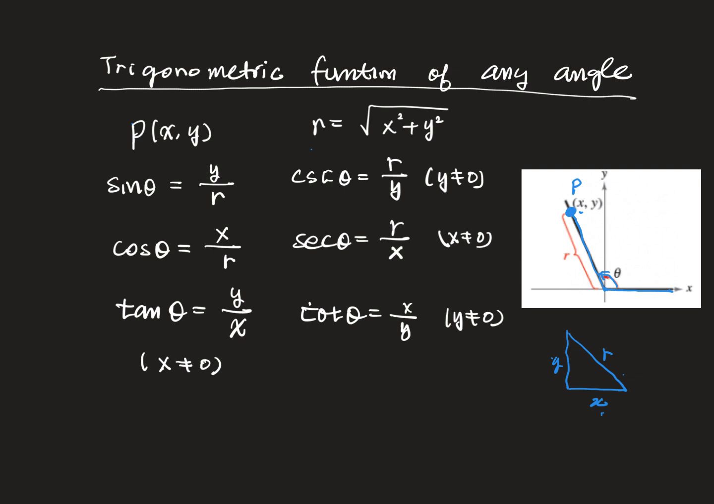Cosecant is the reciprocal of sine, r over y. Secant is the reciprocal of cosine, r over x. Cotangent is the reciprocal of tangent, x over y. But we really focus on sine, cosine, and tangent. So how are we going to find the trigonometric functions of any angle? Given the point x and y, first you find the r value, then you use these definitions.